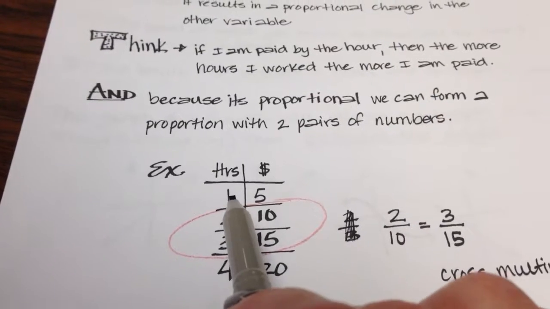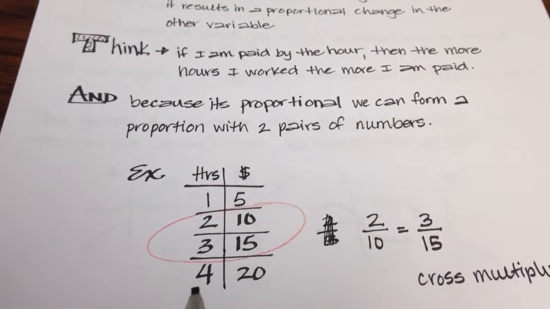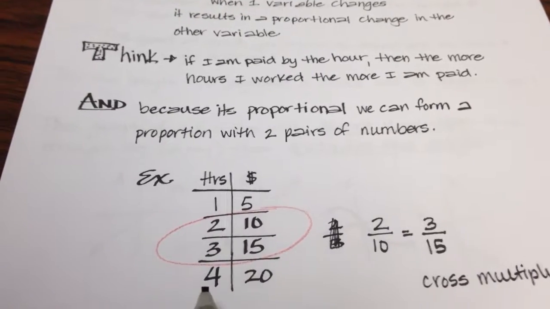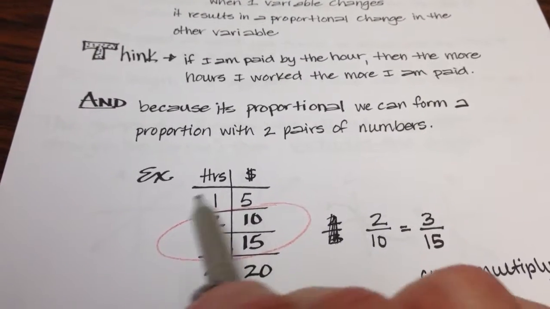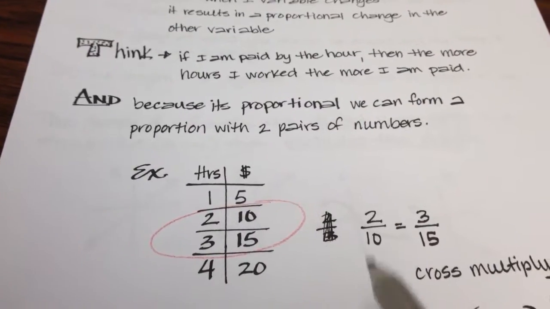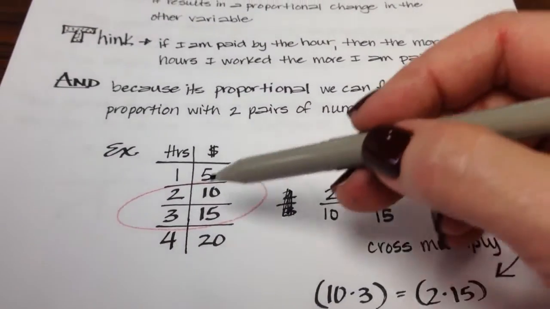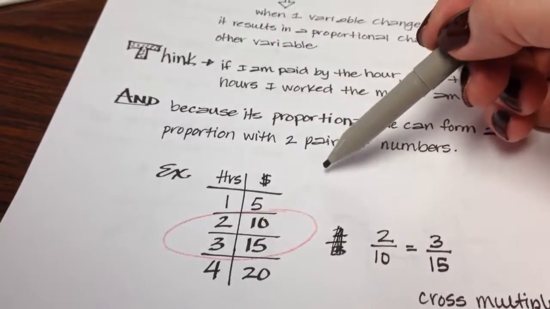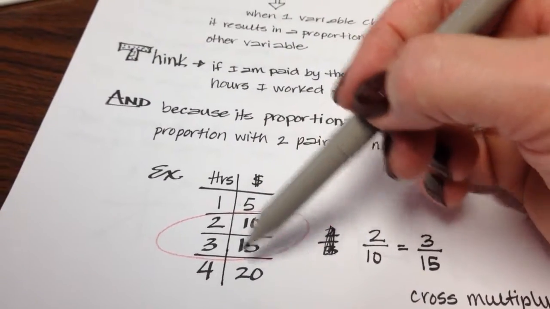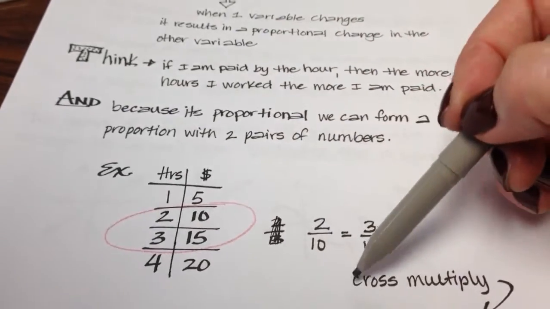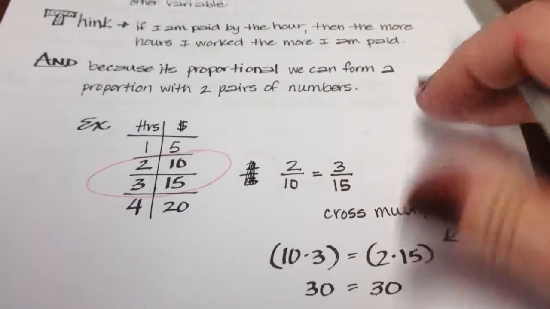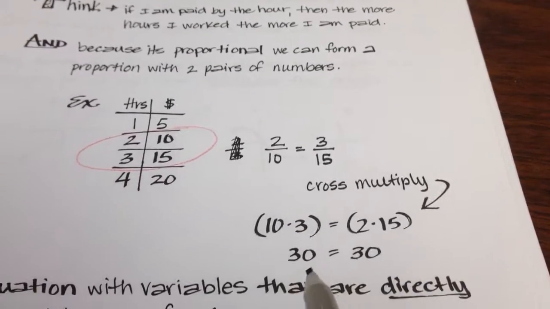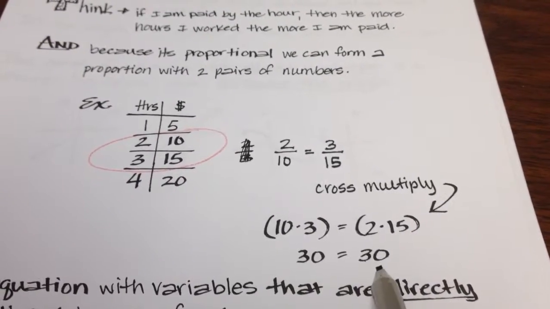So let's say I work 1 hour, I get $5. So 2 hours, I'll get 10, right? 3 hours, I'll get 15. 4 hours, I'll get $20. I can pick any one of these and make a proportion that will be equal. How do I know that? Well, let's just go. 2 is to 10, and I'm going this way because we have hours and money, right? You can't do hours to hours and money to money. So hours to money. 2 is to 10 as 3 is to 15. All right, well, cross multiply. 10 times 3 equals 2 times 15. Does it? Oh, yeah, 30 equals 30.